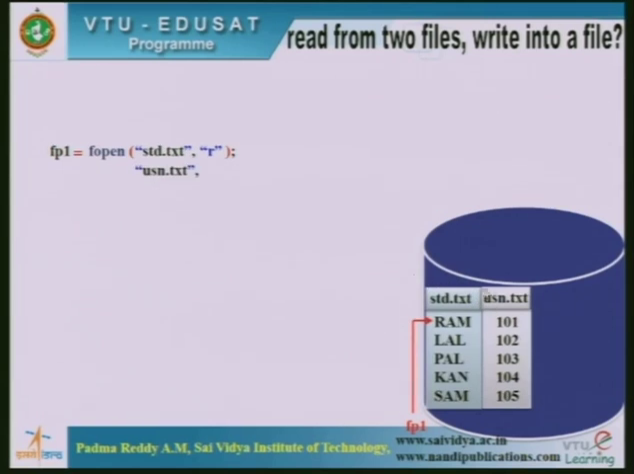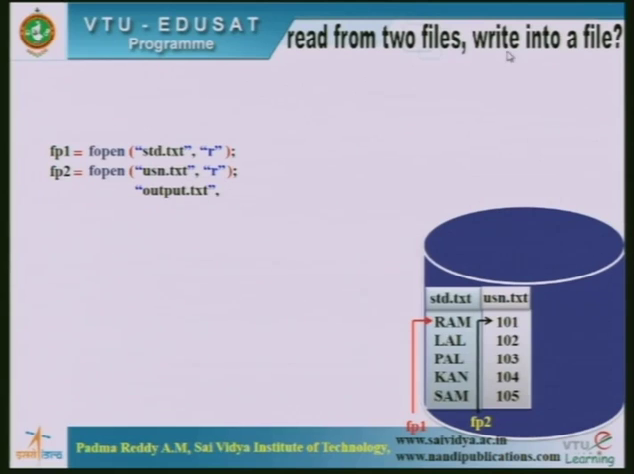Next, we have to open this file. What is the name of this file? usn.txt. This also has to be opened in which mode? Read mode. To open the file we use fopen, and fopen returns a pointer. That pointer should be copied where now? fp2. fp2 points to the beginning of usn.txt, and fp1 points to the beginning of std.txt.